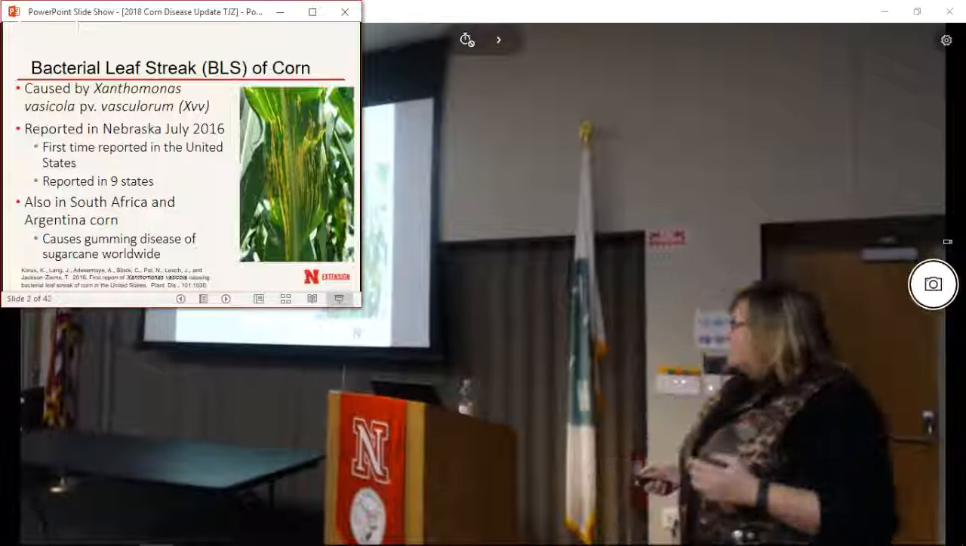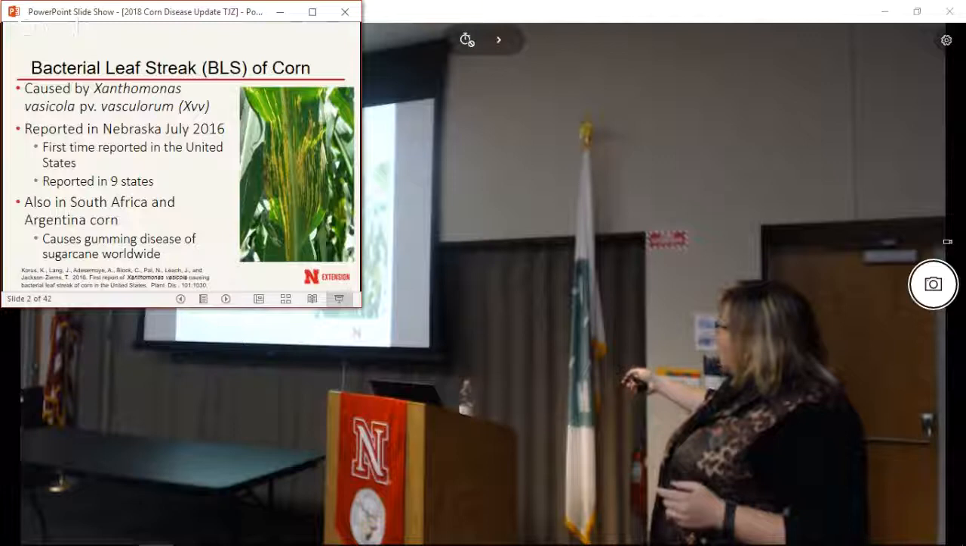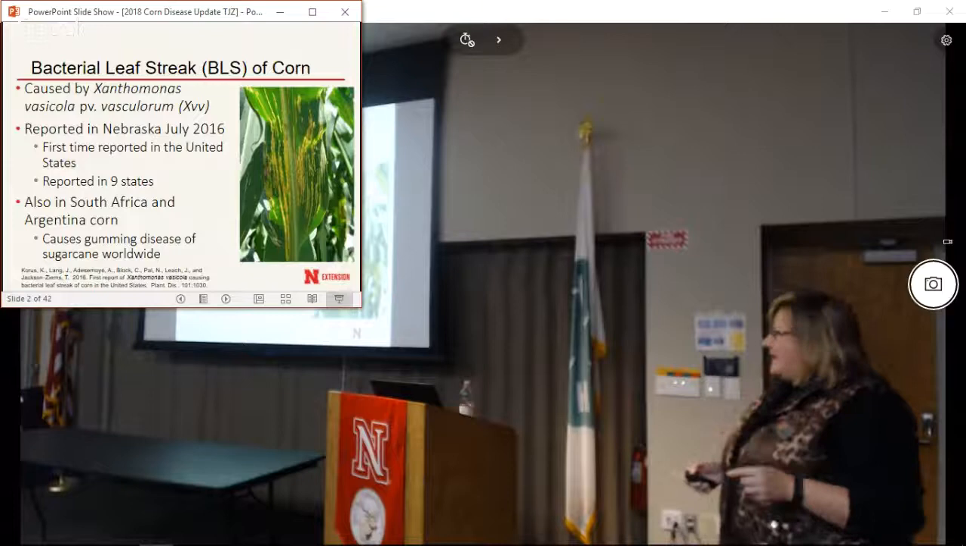This is a disease that's been confirmed in 9 total states. And so we've got a map here in a minute. You'll get to see that. But as we go through here, make sure and look closely at the picture of the symptoms of this disease. As you might expect, it makes streaks on the leaves. And those are between the veins and very narrow and often very yellow. And so be sure and notice that.